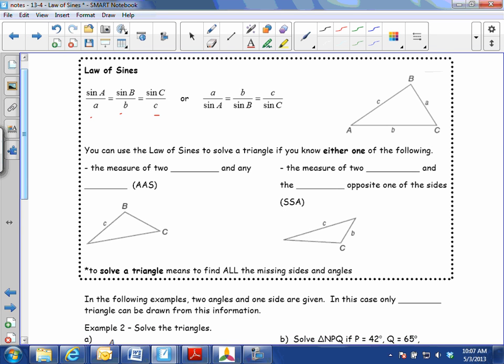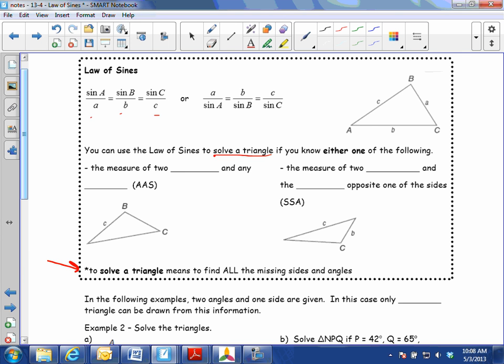So what we're going to do is use the law of sines to solve a triangle. To solve a triangle, we need to find all its sides and angles. They're going to give us 3 pieces of information, so we have to find 3 other pieces of information. To solve it is to find either 2 sides and an angle or 2 angles and a side. You're going to find 3 pieces of missing info.